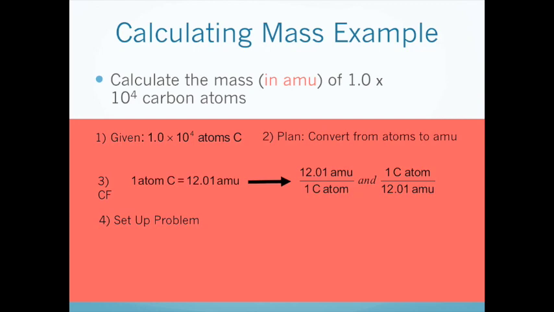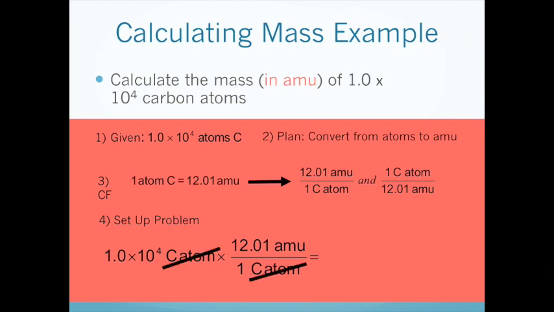Now we set up the problem. 1 times 10 to the 4th carbon atoms times 12.01 AMU per carbon atom. Carbon atom units cancel, and we are left with 1.2 times 10 to the 5 AMU. Now we could go further and figure that out in grams by multiplying the AMUs by the gram definition of an AMU, but I'll let you do that on your own.